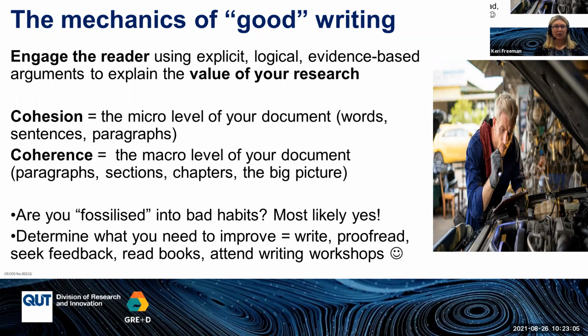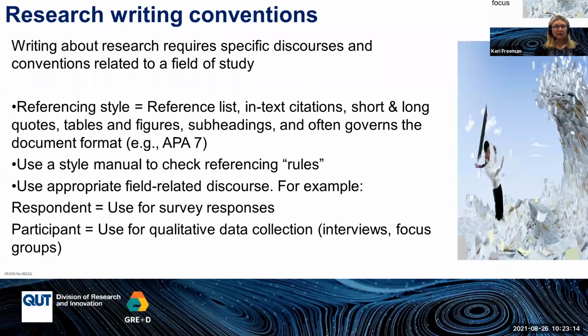So when you're proofreading, think about the cohesion, so the paragraph level, and think about the coherence, which is the big picture. So also, in academic writing and when we write about research, there's conventions. So we have specific discourses and conventions related to all of our different fields of study. So this is your referencing style. It's also using the correct language and vocabulary that's used in your field of study.